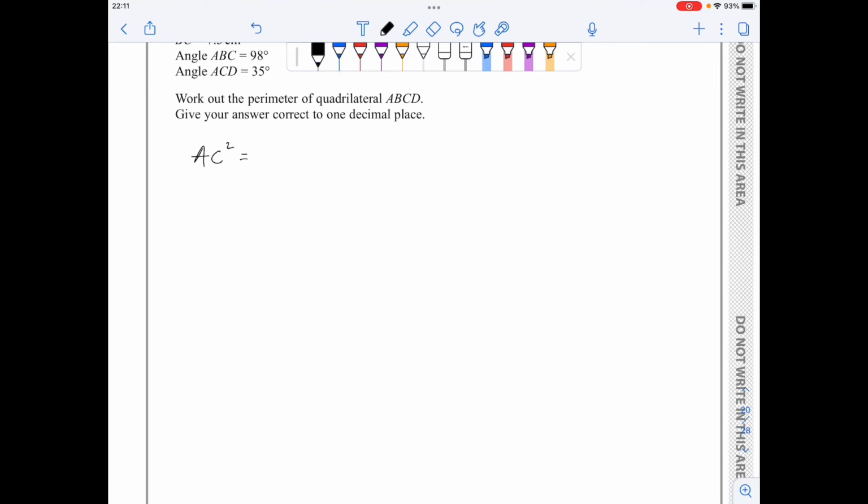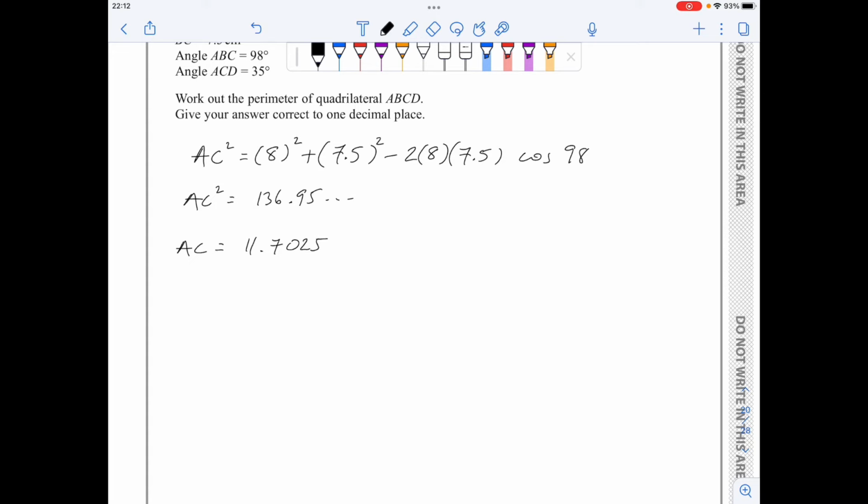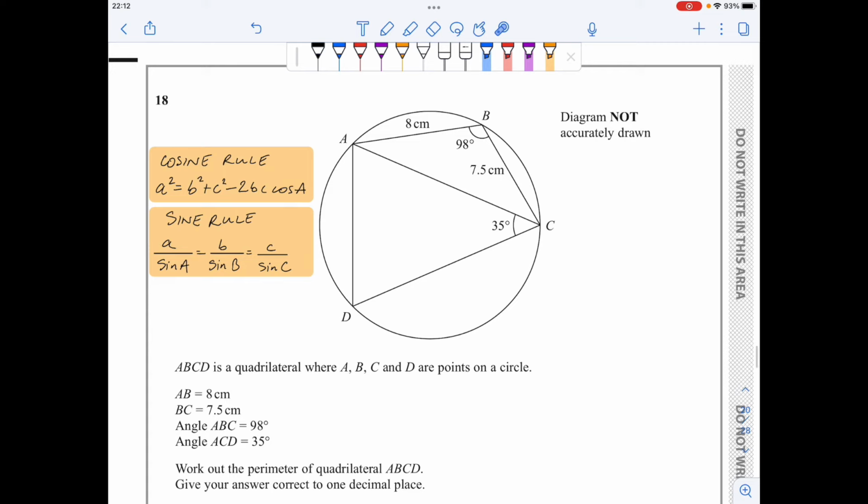AC squared is equal to 8 squared plus 7.5 squared minus 2 times 8 times 7.5 cos of 98. So AC squared is equal to 136.95 and so on. So AC comes out to be 11.70259681. Next step is to find angle DAC, which is this one.